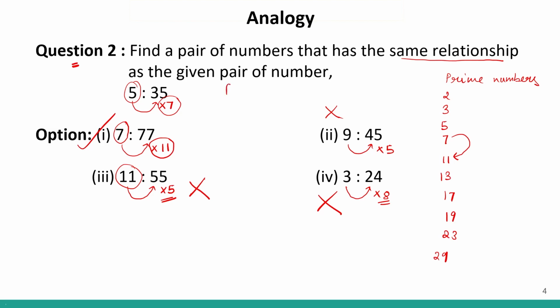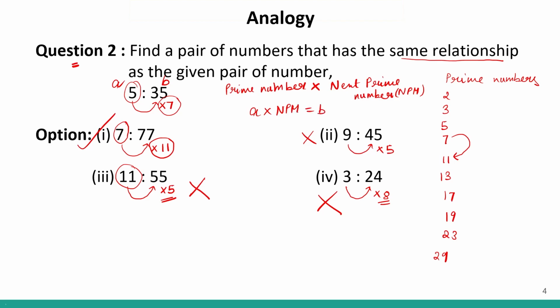It is basically prime number multiplied by next prime number. So basically, if you assume that this is A and this is B, A into next prime number, let me give it a short form, NPM. A into NPM will give me B. A is a prime number, next prime number, if I multiply it with, will give me B. So this will be the answer, that is option number 1.